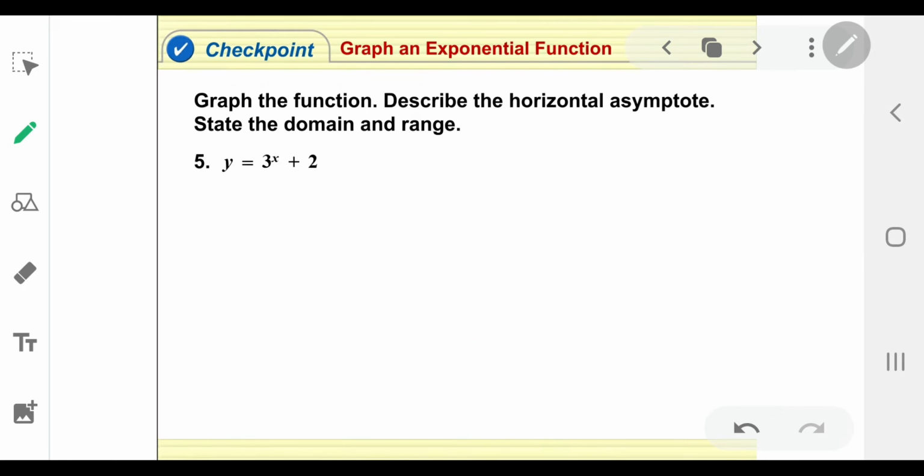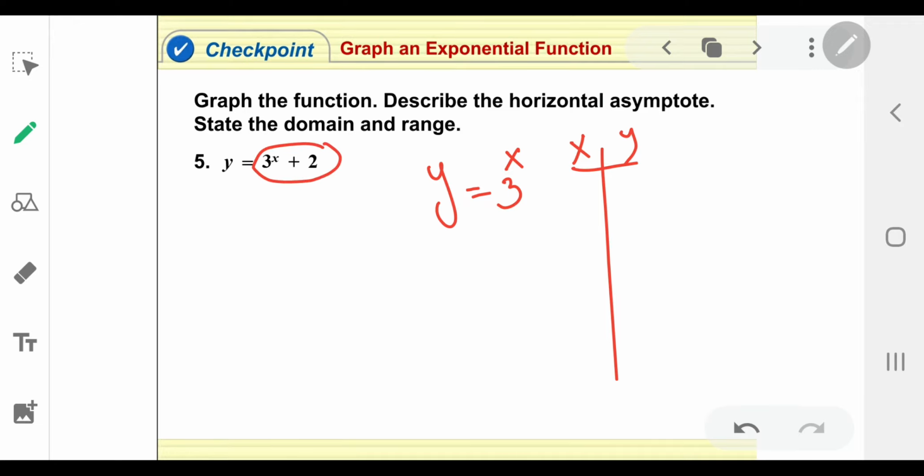Now this is your turn. Pause the video, try to graph this given function, y equals 3 to the power x plus 2. Let me help you by giving you some hints. The steps you're going to use: you're going to graph first y equals 3 to the power x, use a table of values, plot the points, and then you know that adding 2 to the function causes vertical translation 2 units up.